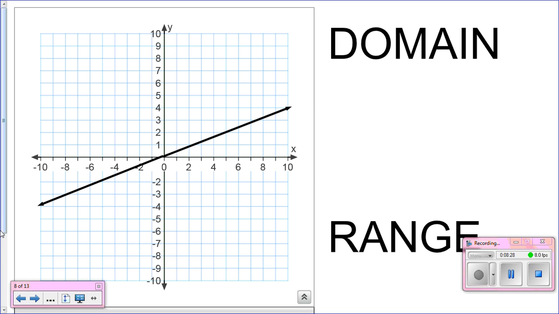So I'm not just going from -10 to 10, I'm actually going from -infinity because I don't know when that arrow is stopping. Okay? To positive infinity because I don't know when this arrow is going to stop either. So it's going to look like this. From -infinity is less than x, which is less than infinity. Okay? And I didn't put equal to because we can't equal infinity.